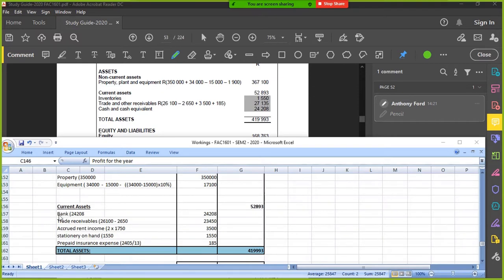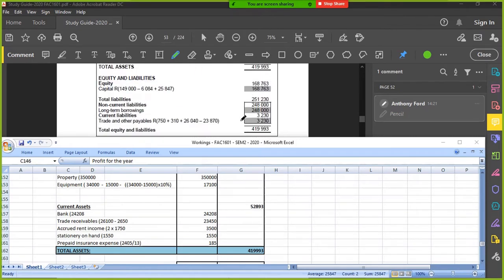Okay, so just try to add up the things that you need to. I like to do it this way, and then if I have a multiple choice question, I can just adapt it to the multiple choice to get the right answer. I've got everything separately identified in my actual working, so I can group things later on if I need to. Right, current assets 52893, it's correct.